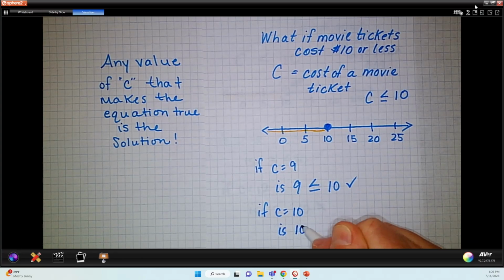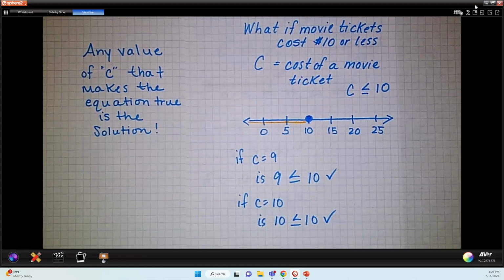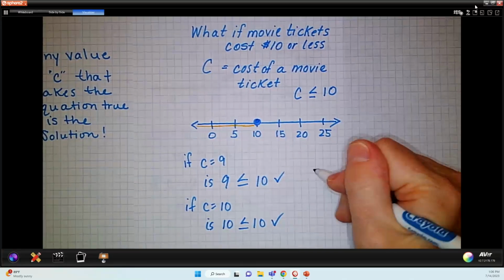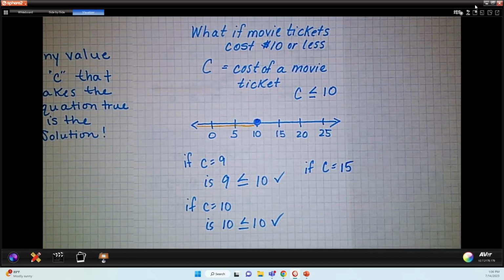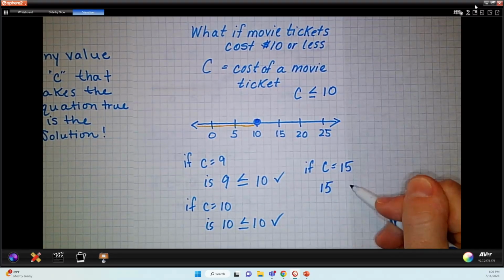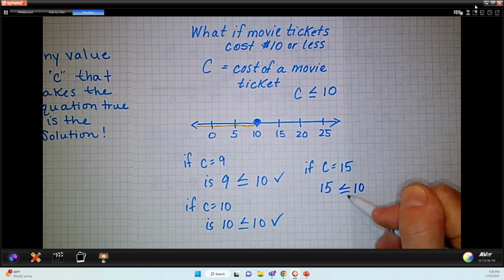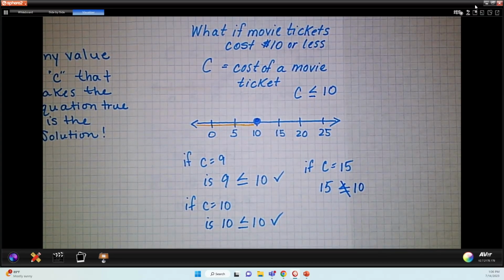Is 10 less than or equal to 10? Yes, it is. It's actually equal to 10. So 10 could be the solution. However, if C equals 15, 15 is not less than or equal to 10. Okay, so that would not work.